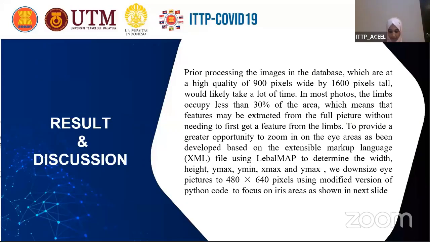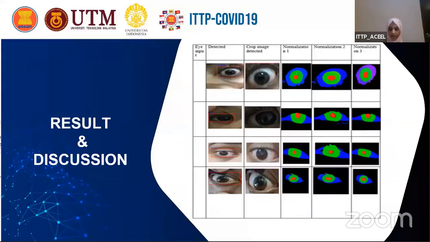Using a label map to determine the width, height, and the Y and X minimum and maximum. So we don't downsize the eye picture, like resize it, to 480 by 640 pixels, using a modified version of Python code to focus on the iris area as shown in the next slide. So in this slide, you can see our result.